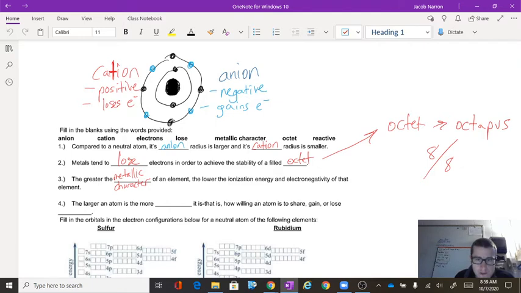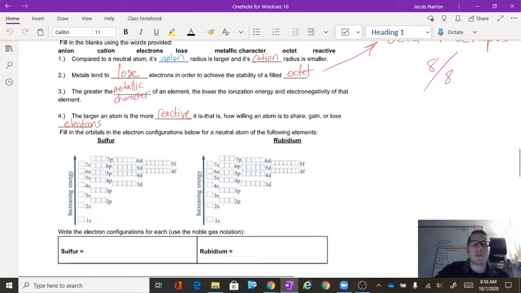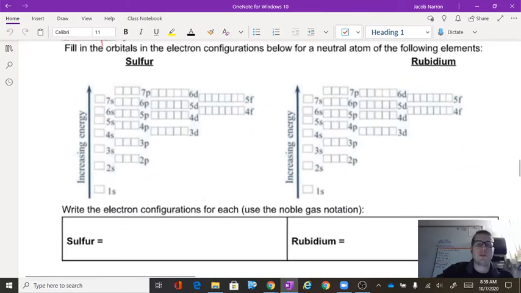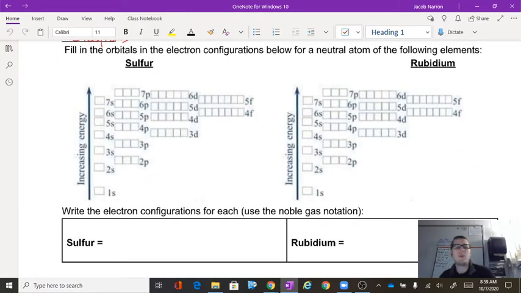Okay? It's going to be reactive. And that's how willing an atom is to share, gain, or lose electrons. Okay, there we go. Next part, this is a part that a lot of students struggle with, and it's review, so I'm really confused why you did.